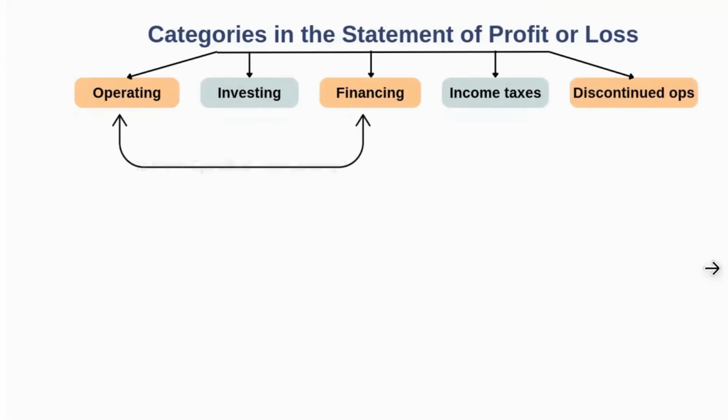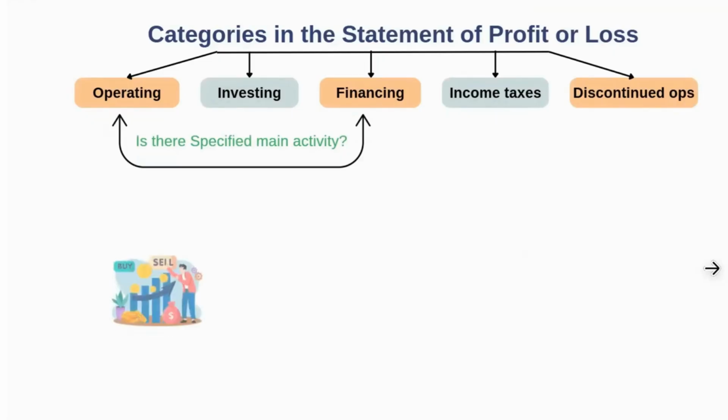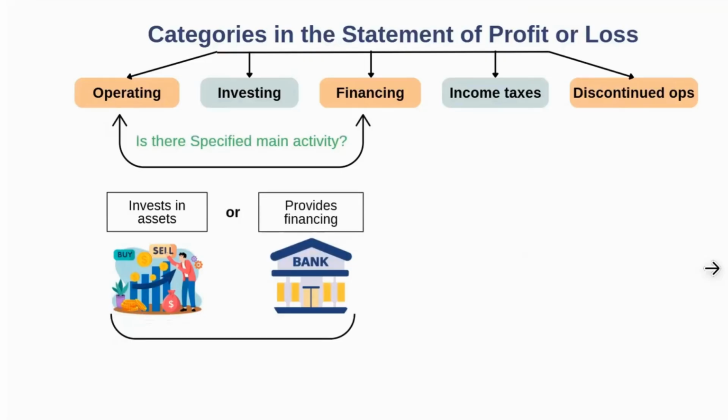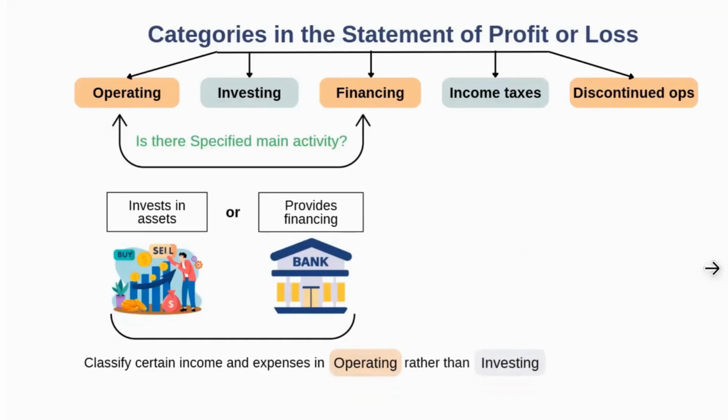So first of all, we need to understand if there is a specified main activity of the business in order to understand into which category, operating, investing, or financing, we should classify our income and expenses. If the company invests in assets or provides financing as its main activity, these are two different main activities, right? So we need to classify income and expenses in operating rather than investing or financing.